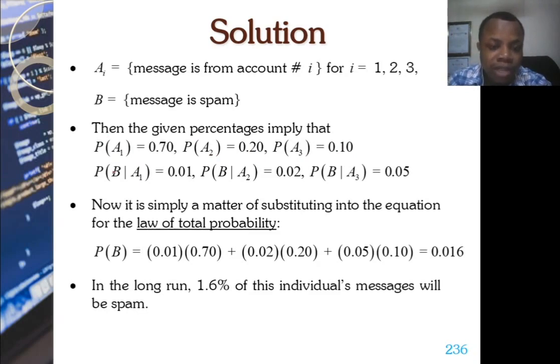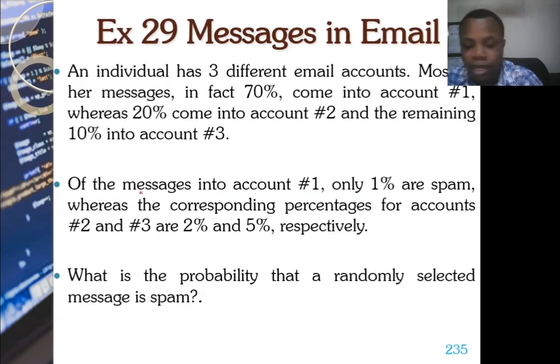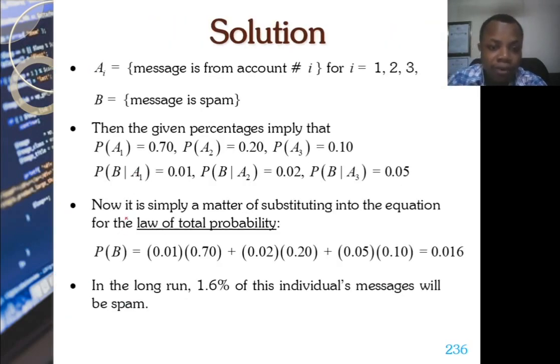Now it was also given that the probability of a message being spam given that it is in account 1 was about 1%, and the probability that the message is spam given that it is in account 2 was equal to 2%, and 5% for the last account. Now that we have these notations here, for us to get the probability that the randomly selected message is spam, all that we have to do is to simply substitute this into the law of total probability.